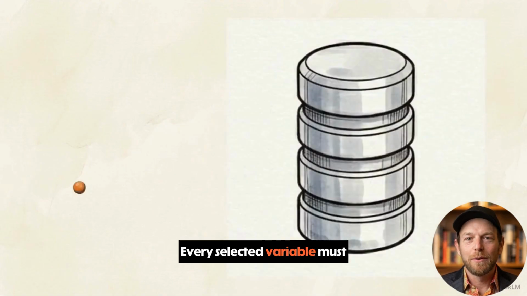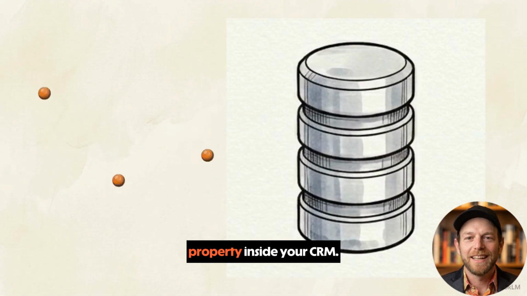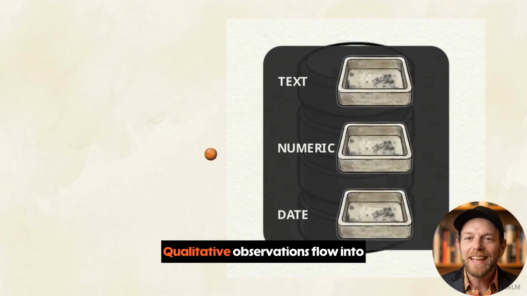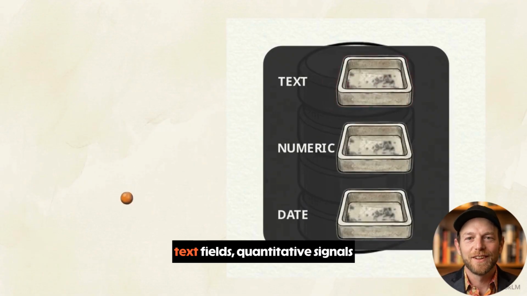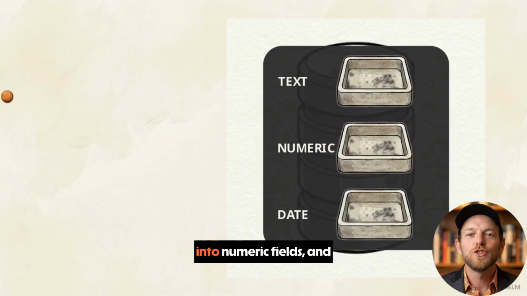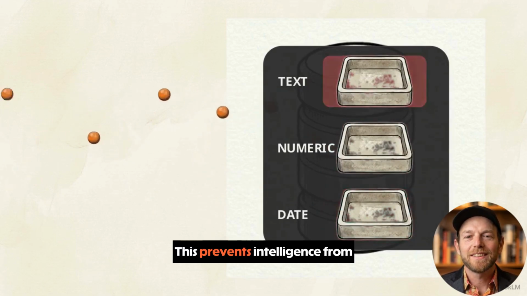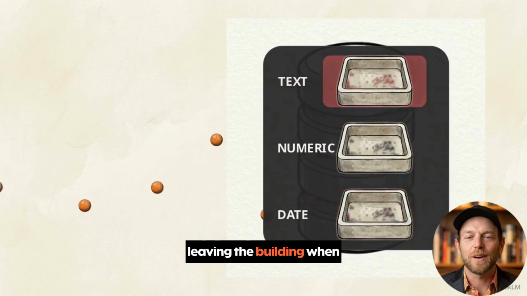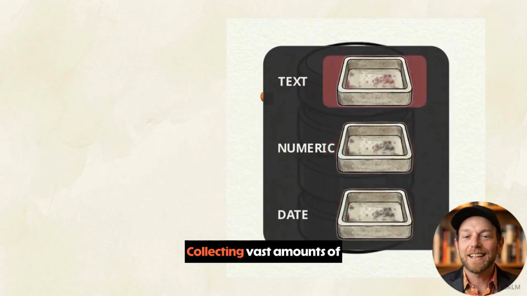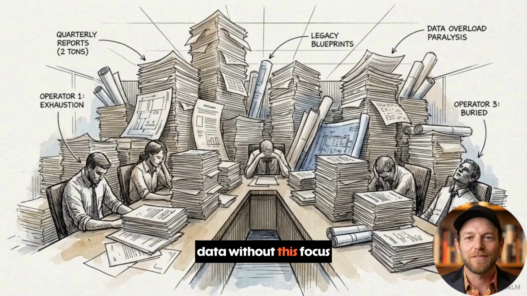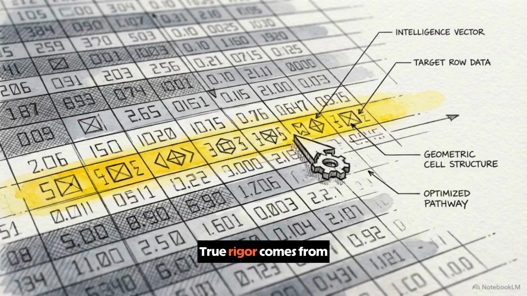Every selected variable must map to a specific property inside your CRM. Qualitative observations flow into text fields, quantitative signals into numeric fields, and timing data into date fields. This prevents intelligence from leaving the building when a staff member moves on. Collecting vast amounts of data without this focus leads to organizational paralysis. True rigor comes from identifying the few variables that actually predict how your best accounts behave.